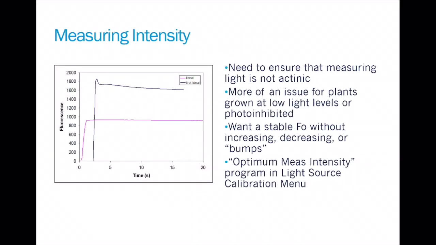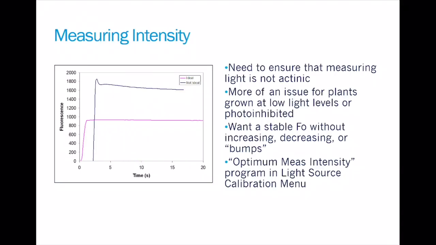So a couple of the settings that you need to think about when doing fluorescence measurements. The first one is your measuring intensity. This is the modulated light that excites fluorescence. When you're working with dark-adapted leaves, you want to make sure that the modulated light does not start driving photosynthesis.